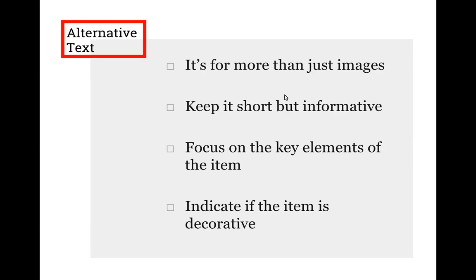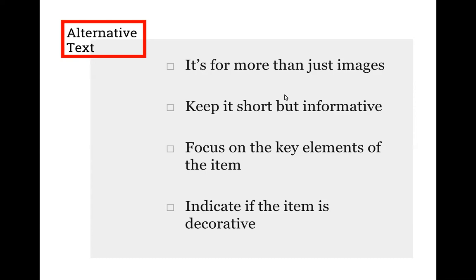And so what you need to think about is a person glancing at this who could see it visually. What would they be meant to take away from the image or the visual element, and how can you replicate that succinctly in text? And finally, you can indicate if an item is decorative.